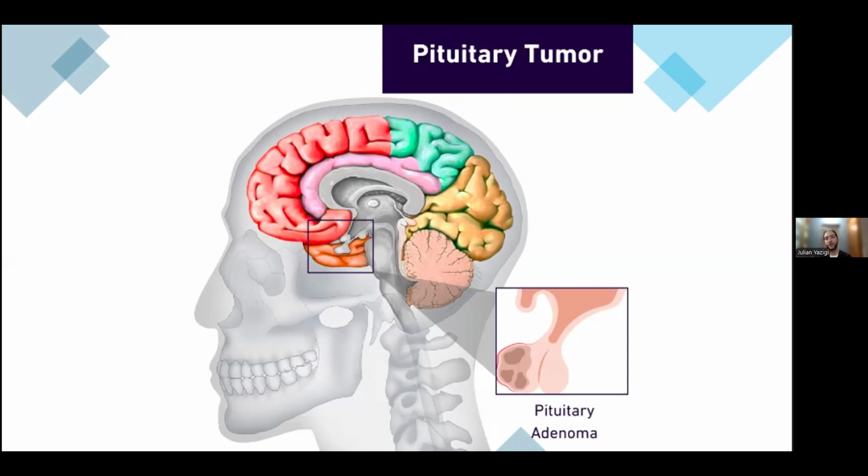By size, microadenomas are less than 10 millimeters, while macroadenomas are greater than 10 millimeters, and are more likely to produce compressive symptoms. By function, they are divided into functioning adenomas, which secrete hormones, and non-functioning adenomas, which either do not secrete active hormones or secrete biologically inactive forms of those hormones.